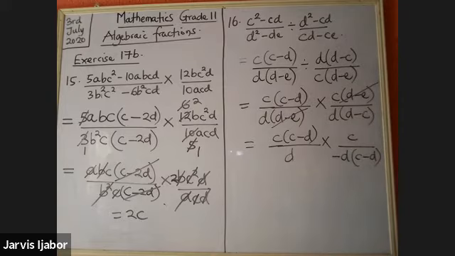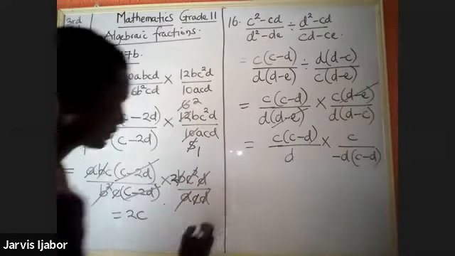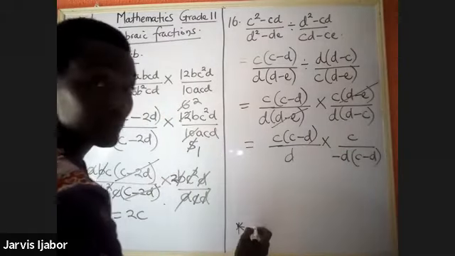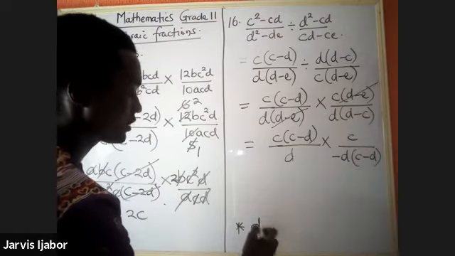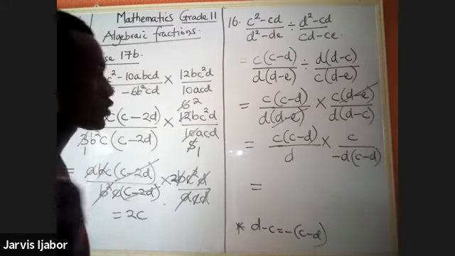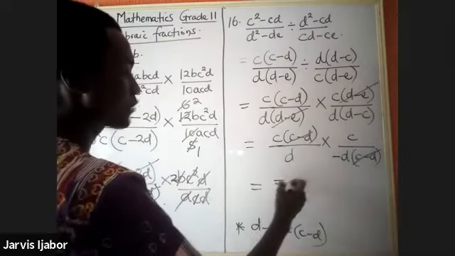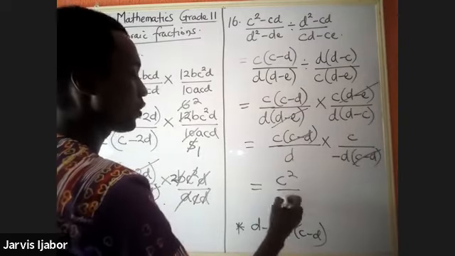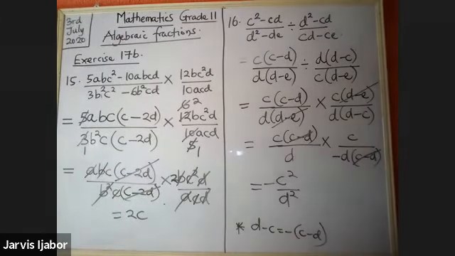You're well conversant with that. So maybe I should just note that again. Some persons may have that as an issue. Just a footnote here: D minus C is equal to minus C minus D. So that will be equal to what? This will cancel this, and I'm going to be left with C squared over D squared, minus. Positive divided by negative will give you negative.